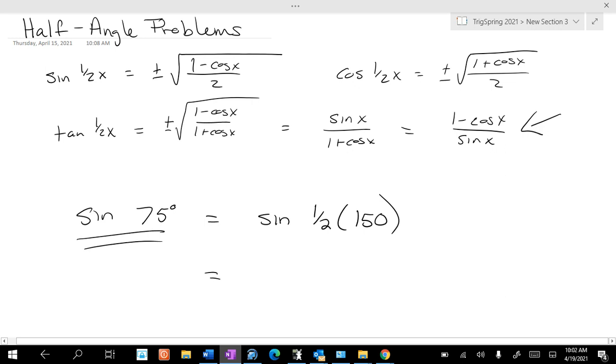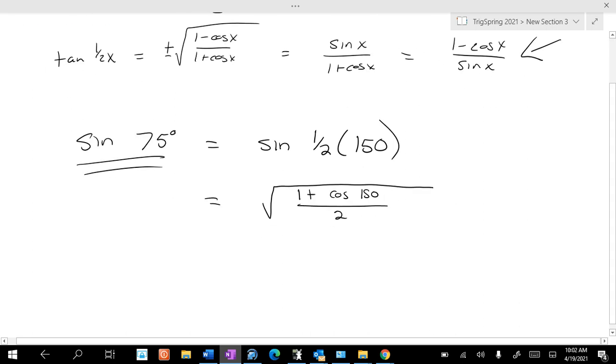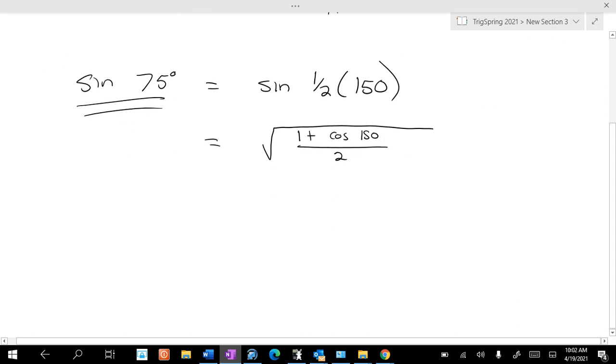Now, what quadrant is the sine of 75 in? First quadrant. So is it going to be positive or negative? Positive. So we're just going to use a positive square root. And we're going to go 1 plus the cosine of 150 degrees over 2. Now we're going to simplify this bad boy. The cosine of 150 degrees is negative square root of 3 over 2.